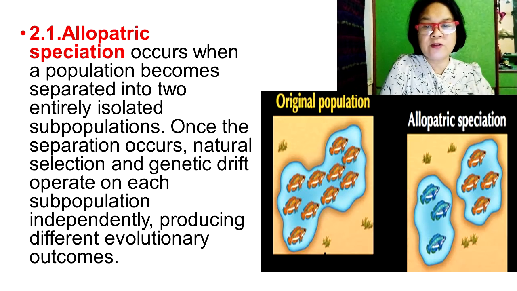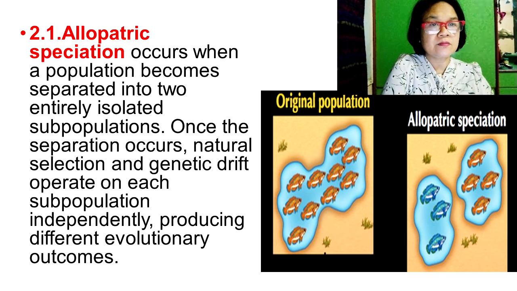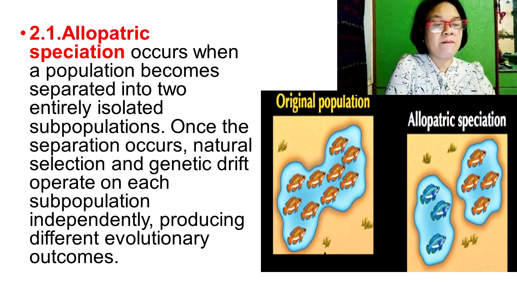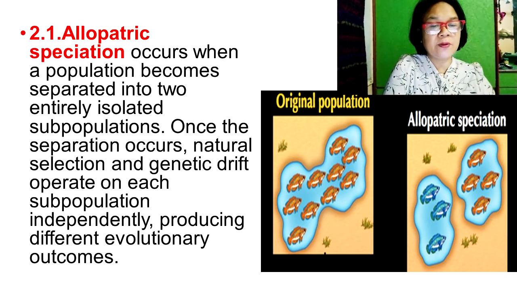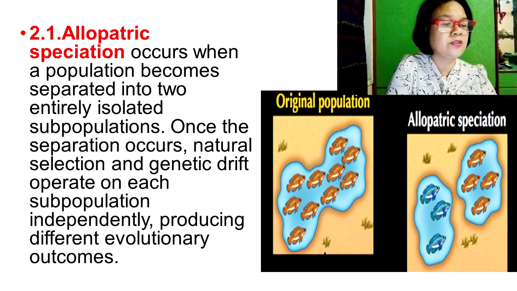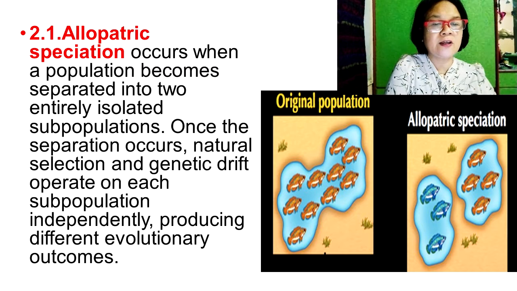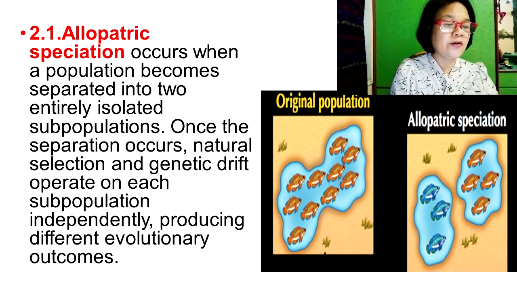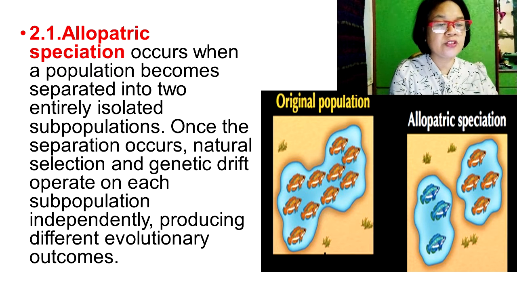So let's start with the first one, which is allopatric speciation. This occurs when a population becomes separated into entirely isolated subpopulations. Once the separation occurs, natural selection and genetic drift operate on each subpopulation independently, producing different evolutionary outcomes. So we can consider it allopatric speciation if we have, for example, a group of fish which is considered the original population, and there are two particular results from the original fish.